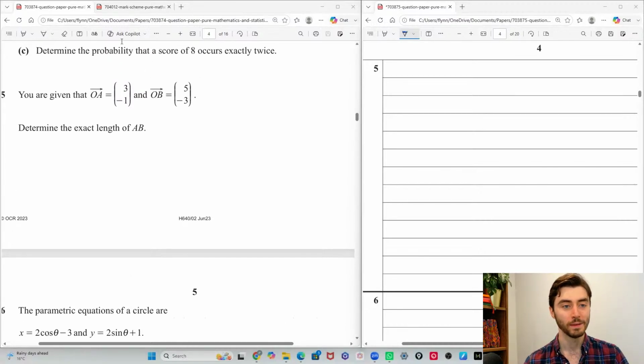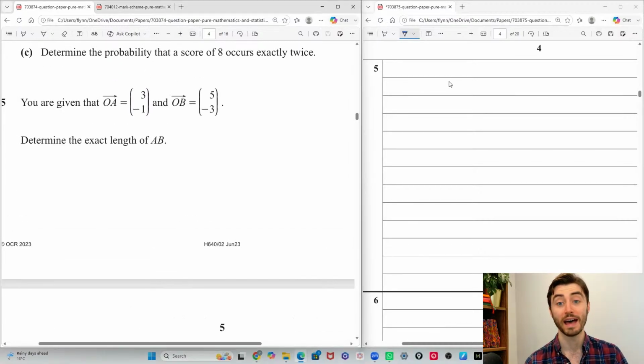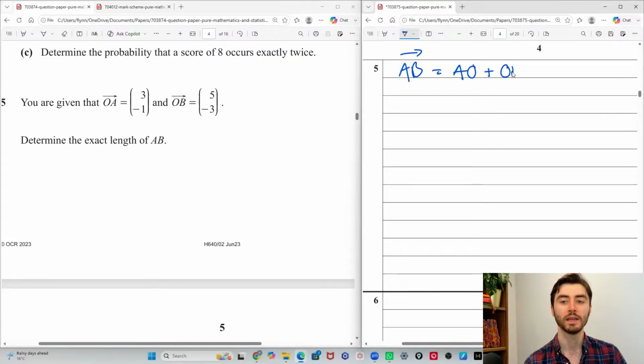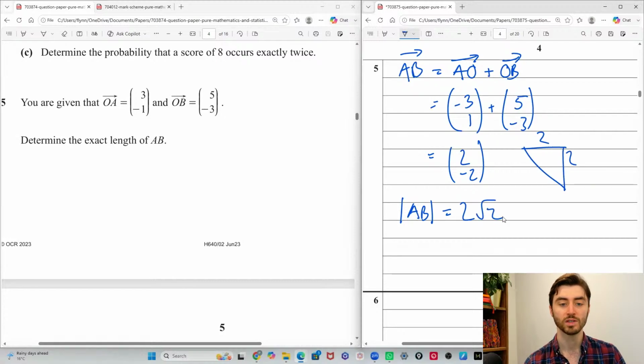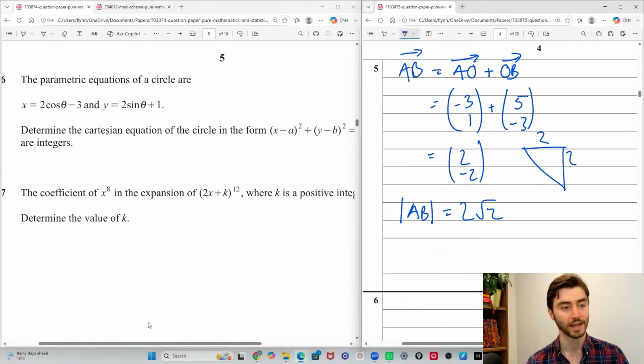Determine the exact length of AB. My preferred method is pathing. So if we're going A to B, that means going from A to O and then from O to B. So A to O would be -3, 1. And then it would be 5 minus 3. That would give you 2 and -2. And the exact length of AB would be the magnitude of that, which is just from the Pythagoras. So this means 2 across, 2 down. And so you can use Pythagoras to say that the magnitude is 2√2. And that's the exact length.